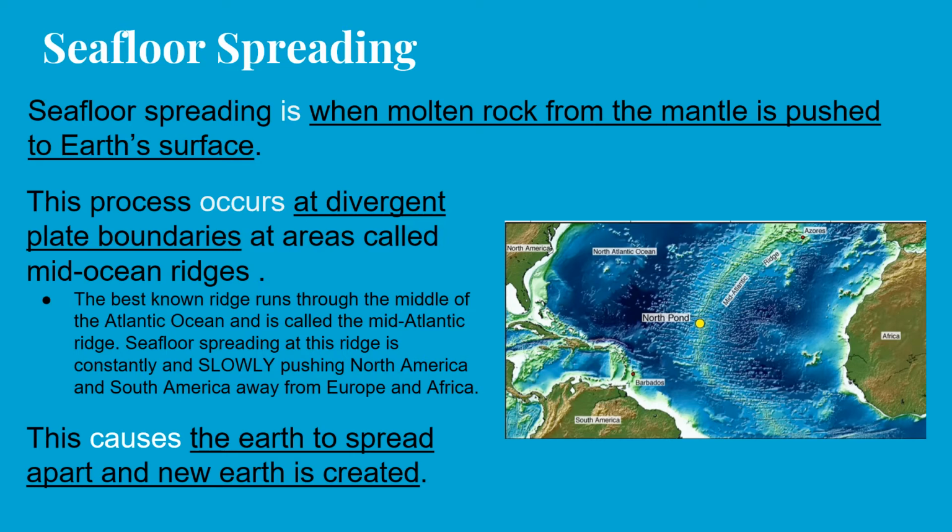So over the millions of years, that seafloor spreading is slowly pushing North America and South America away from Europe and Africa. It causes the Earth to spread apart, and the new Earth is created. So we're having that new crust created every time the magma pushes up, makes the seafloor spread, and it hardens into that mid-ocean ridge.